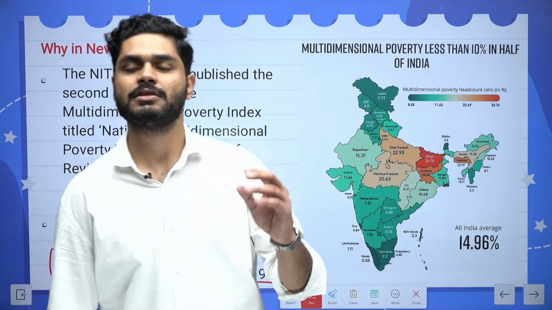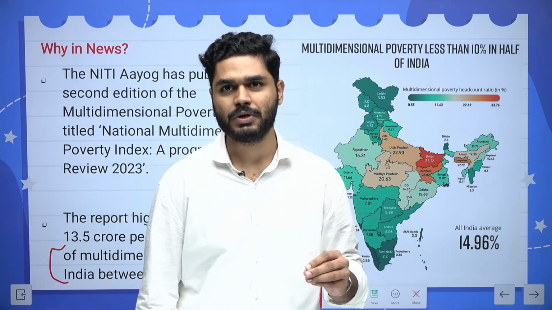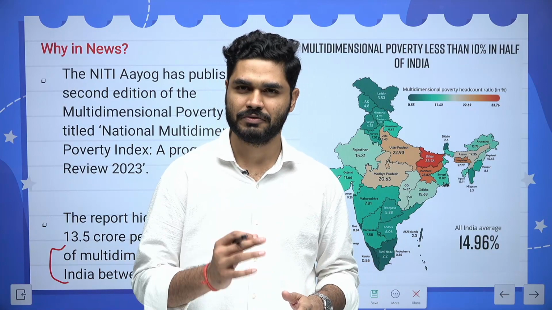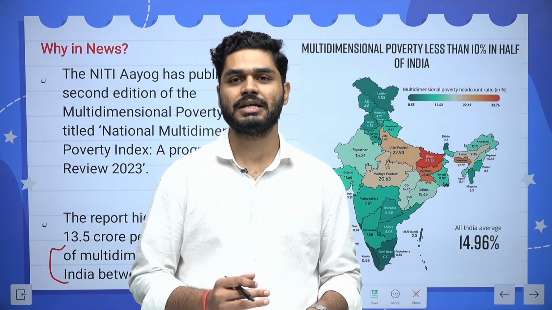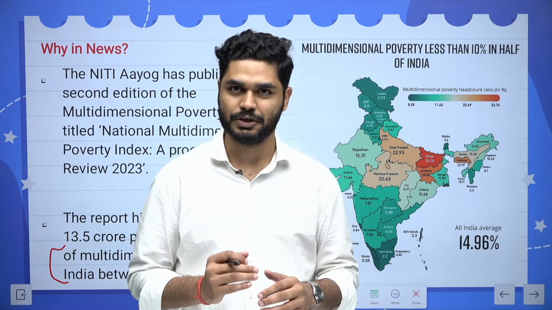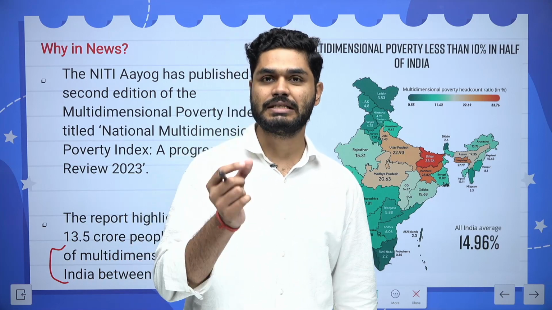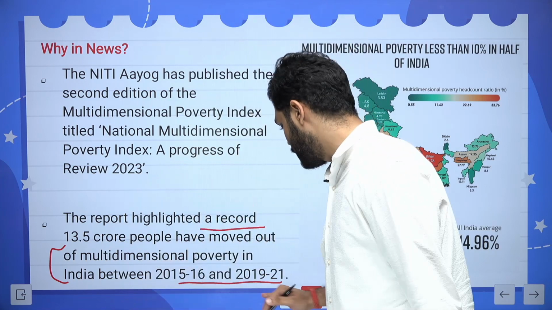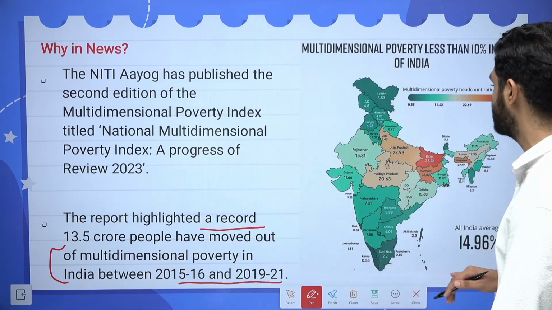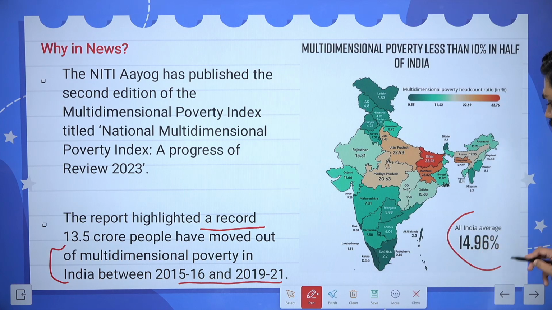Earlier, 5 years back, the people who were under poverty were around 24.55%. Today, this report mentions that the number has drastically reduced in percentage terms, it's a reduction of 9 point something percent. Okay, so today the poverty rate is less than 15%, it's around 14.96%.